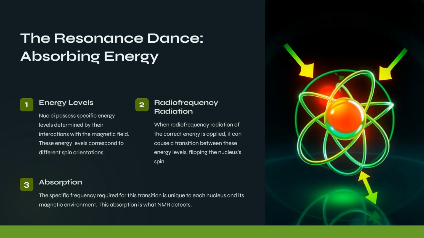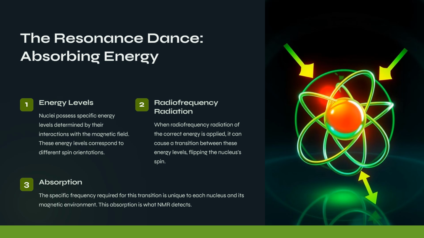Let's now explore how NMR detects the structure of molecules by observing the energy transitions in atomic nuclei. Nuclei within a molecule have specific energy levels. These levels are influenced by their interaction with a magnetic field, and they correspond to different orientations of the nucleus's spin. When radiofrequency radiation is applied with the correct energy, it causes a transition between these energy levels. Essentially, it flips the spin of the nucleus, changing its energy state.